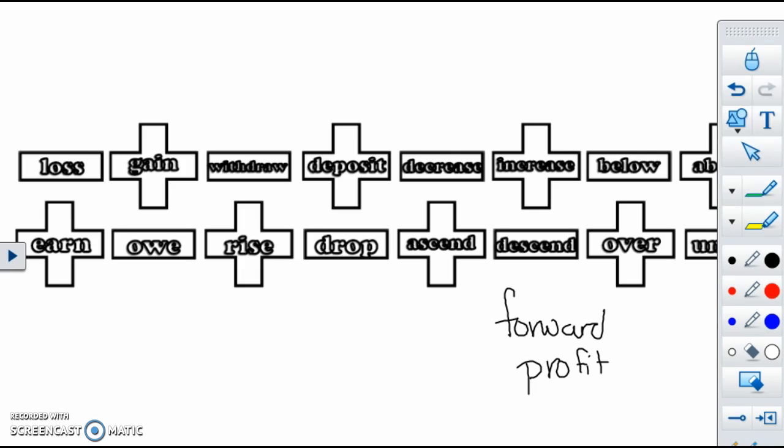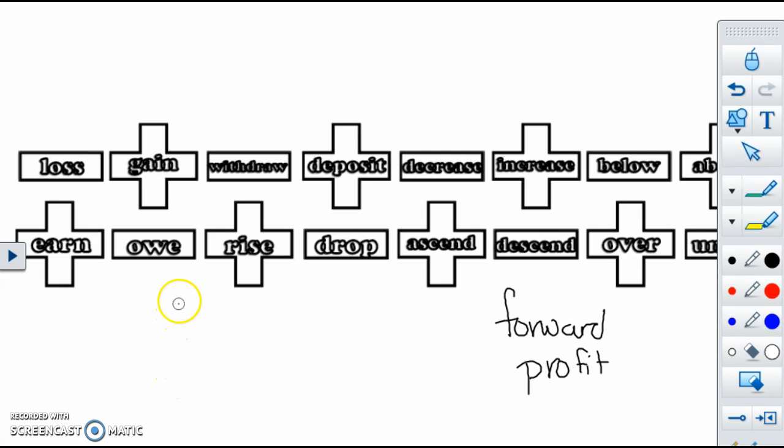Sometimes that means a positive, as does profit. If you thought of those, good for you. If you've thought of others, please share them with us. Some negative values, loss, withdraw. When you take money out of your banking account, you're withdrawing money, your bank account is going to go down. Decrease is a negative. Below, like below sea level. Oh, drop, descend. An airplane descends, it goes down. And under, those are negatives.